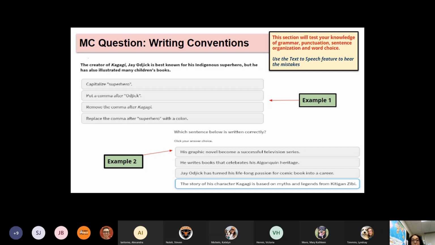The second one, "he writes books that celebrates." Something's wrong, I can eliminate. And the last one, "has turned his lifelong passion for comic book into a career." So by process of elimination, I have the last one. Again, on the test, if you use the text-to-speech feature and you have all of these read to you, it will help you identify which ones don't sound right. You don't have to explain why they're not right. You just have to be able to pick the one that does sound right.